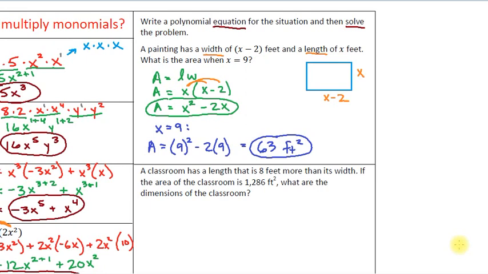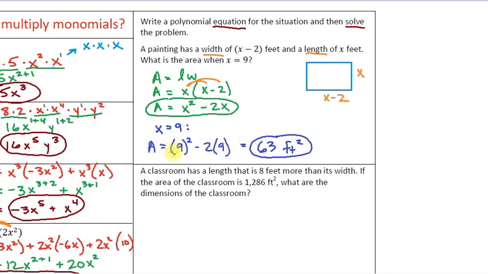Alright class, we just came from the section where we answered the essential question, how do I multiply monomials? I want to just touch on something briefly, this first word problem, before we go to the more difficult word problem. And that is, when you saw that I took the x equals 9 and I plugged that into our equation for the area of this painting. Notice again how when I plugged in the 9 for the variable x, I wrote it in parentheses. The reason why is this will save you some time.